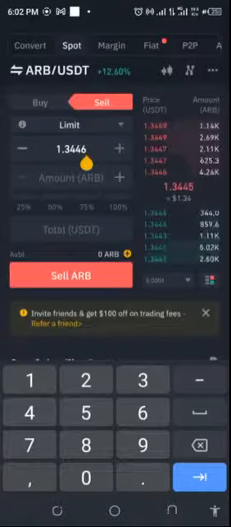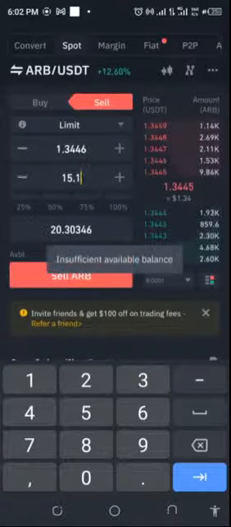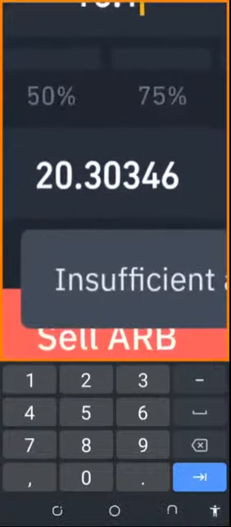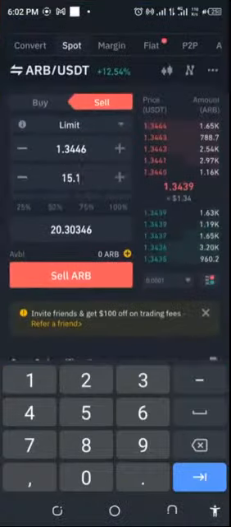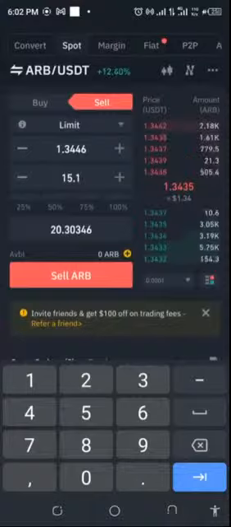Let me even see using this current price what it will be. Okay, let's assume that we use this current price. We're going to get how many? We're going to get 20.30. That's 1.5%. Okay, that looks good.